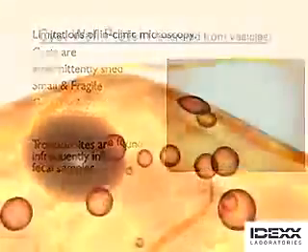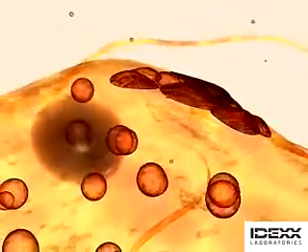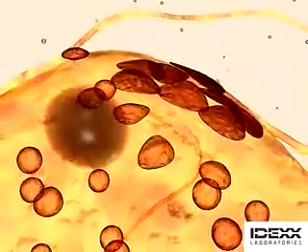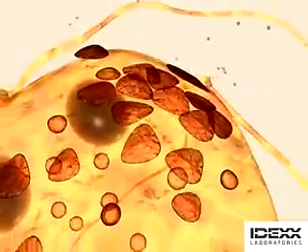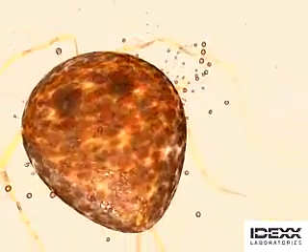During the encystation phase, when cyst wall protein, CWP, is being excreted onto the surface of the trophozoite, a good amount of the protein escapes into the surrounding fecal material. It is this protein that the IDEXX SNAP Giardia test identifies.